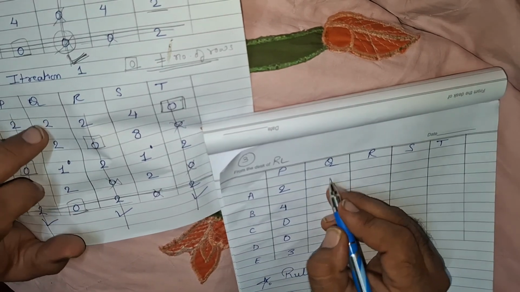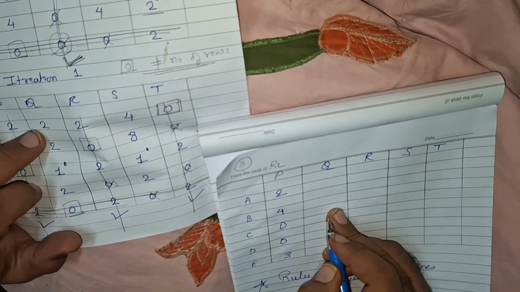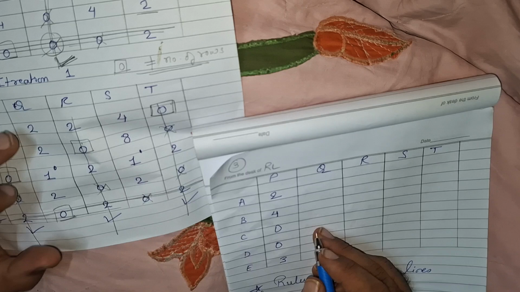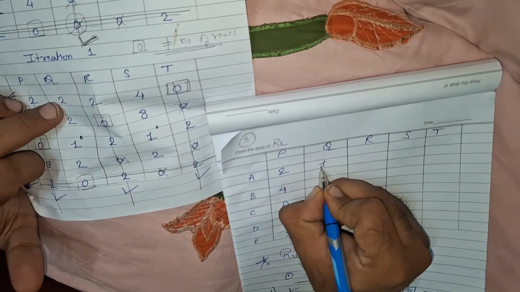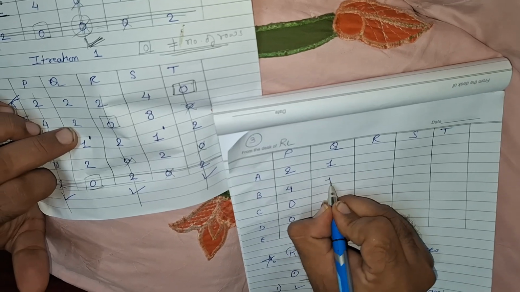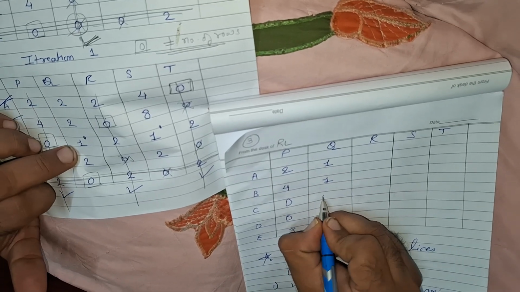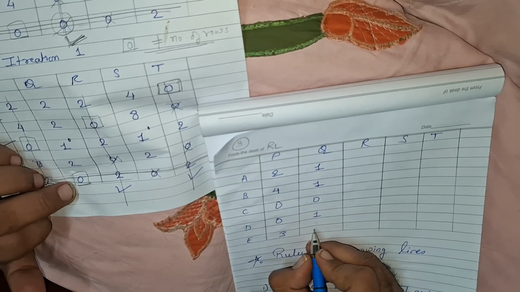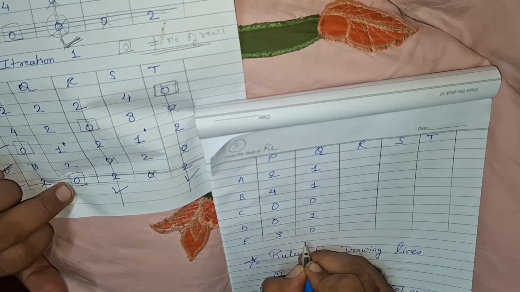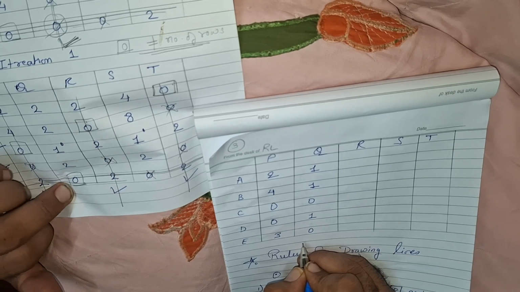Same way in this Q column, it is not on line, so I will subtract 1. So 2 minus 1 would give me 1. 2 minus 1 would give me 1. 1 minus 1 would give me 0. 2 minus 1 would give me 1. And yes, 0 is on line, so it is as it is.